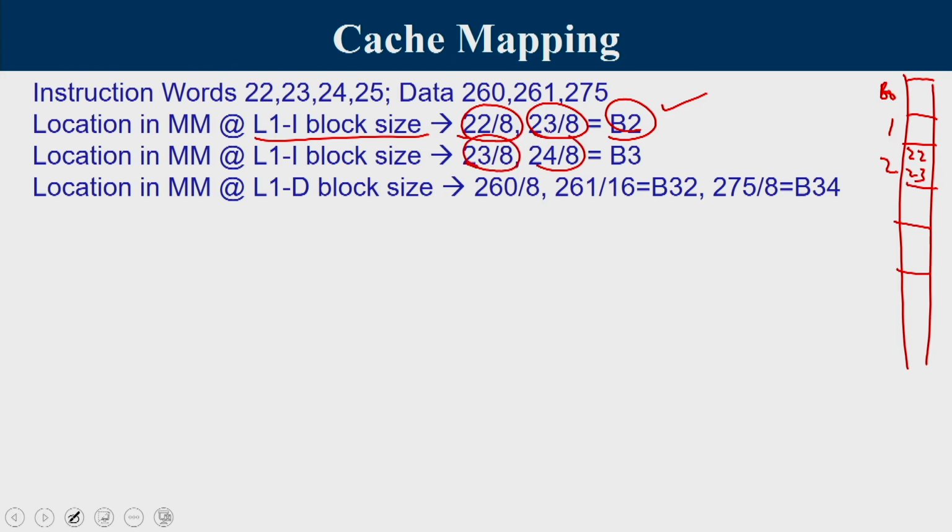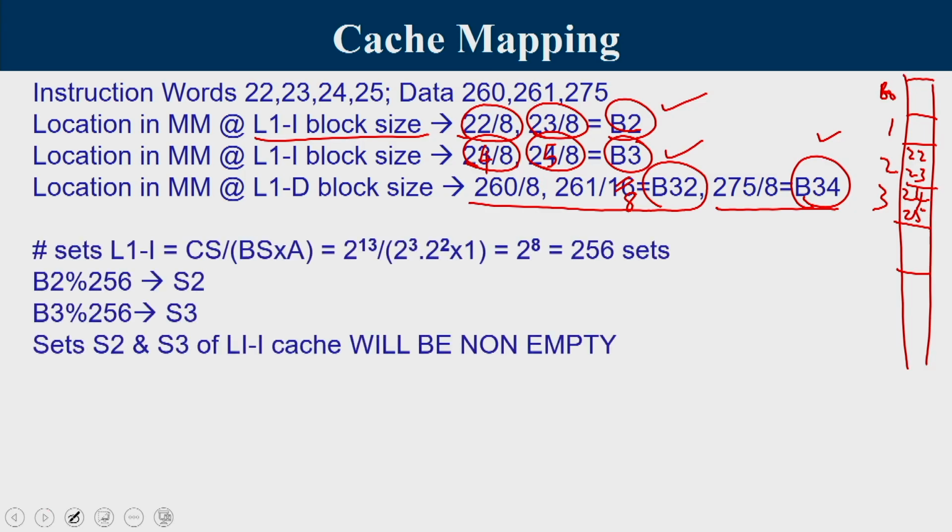So this is 22 and 23, this is 24 and 25. So 24 and 25 will be mapped to block 3. Similarly, 260 and 261 will be mapped to block 32, because I am dividing 260 by 8 and 261 also with 8, and you get 32. And 275 divided by 8, you get 34.